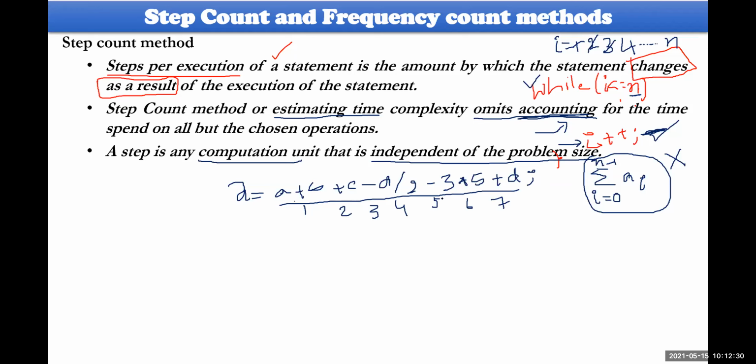First 3 into 5 will be calculated, then d by 2 will be calculated, and so on and so forth. So finally 6 different operations are going to be done while it is in execution mode. However, as far as the step count method is concerned, this entire instruction will be executed exactly once, within a single step. If values of A, B, C, D are provided, within a single step this expression can be calculated and stored in the variable X.